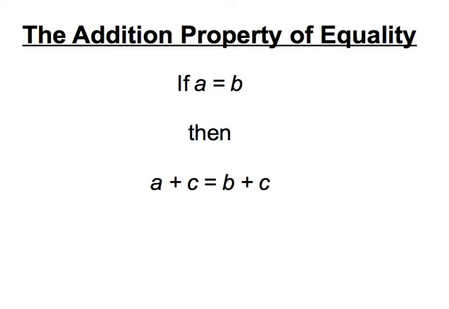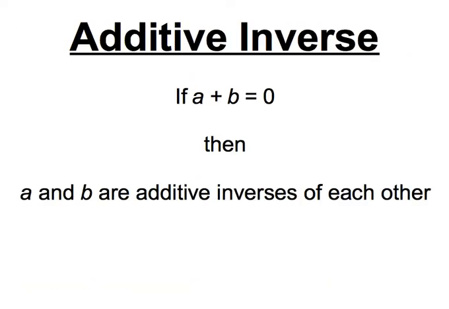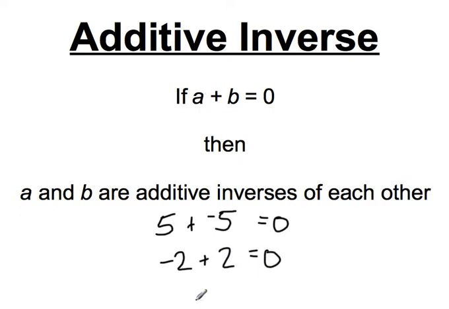The second thing I want to bring up is the idea of an additive inverse. Additive inverses are two numbers that when you add them together they equal 0. So can you think of two numbers that if you add them together would equal 0? How about 5 plus negative 5? That would equal 0. So 5 and negative 5 are additive inverses of each other. How about negative 2 and positive 2? Those are additive inverses of each other. In fact, generally, any number added to the opposite of the same number would equal 0. So that's how you end up getting additive inverses.